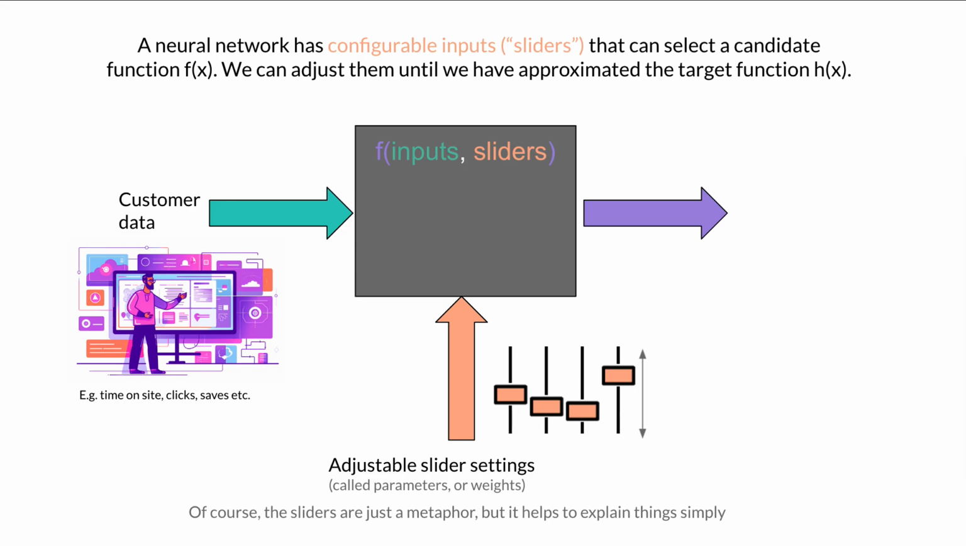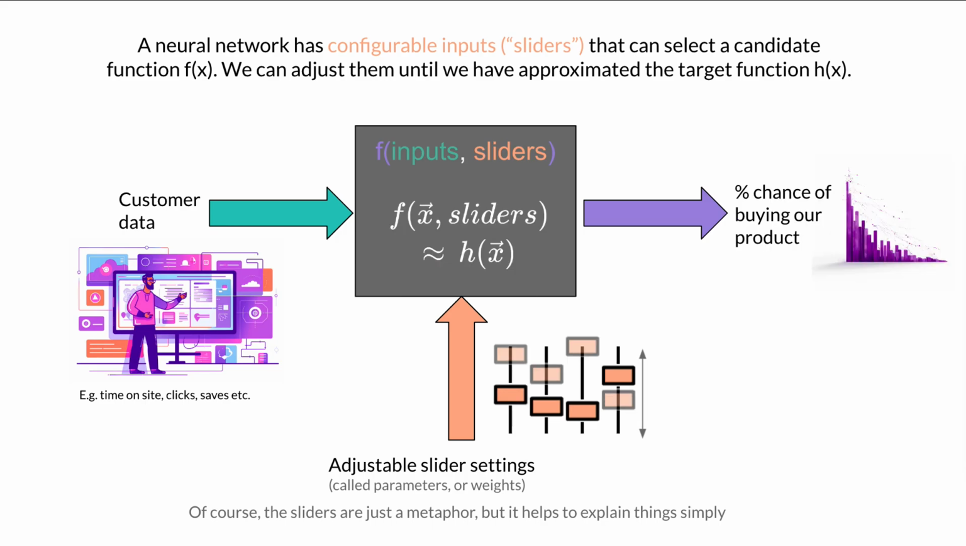We change that function and see if the data that we're putting on the input does indeed, as we change the function, give us what we're looking for, in this case the percentage chance of buying our product. So the function of the neural network is not just a function of the inputs, but a function of these parameters, these sliders, and they're the key things that we're going to change, because the sample data is fixed. By adjusting the sliders we will adjust the model function and see how well it approximates the hidden function.